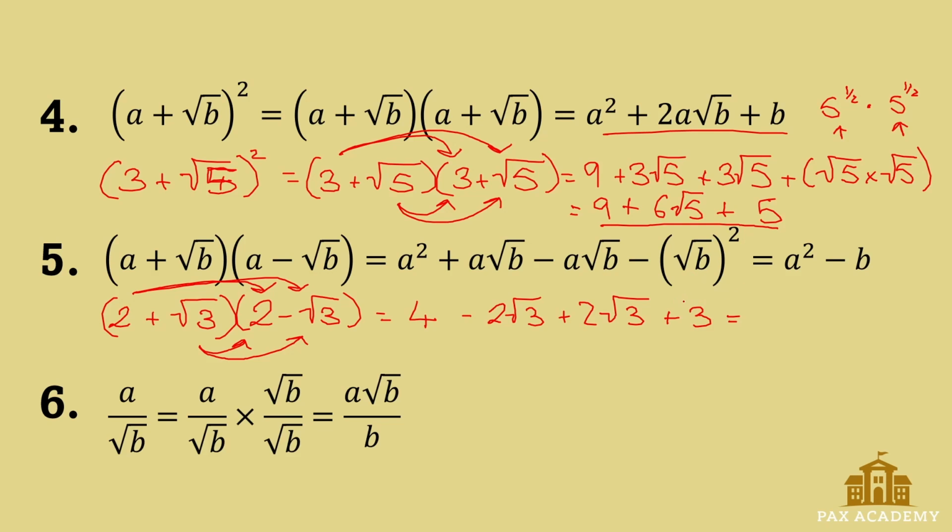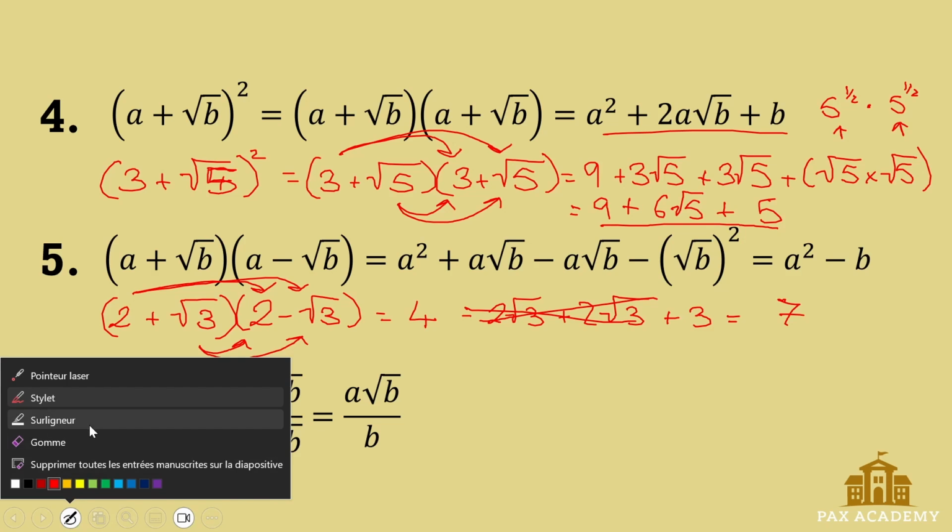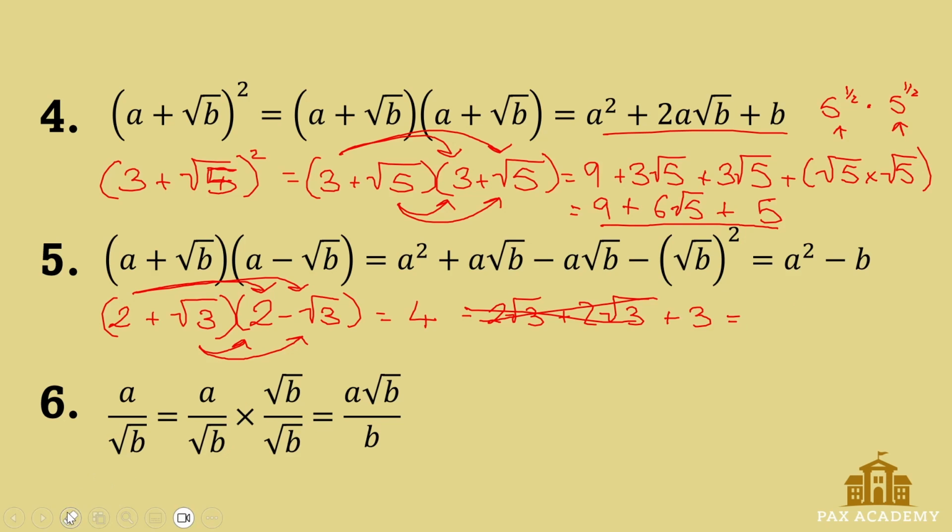Now we can simplify this further, right? So we have minus 2 square root of 3 plus 2 square root of 3. So this cancels out, right? This is equal to 0. And then we have 4 plus 3. So this is equal to 7. Okay, quite simply. Or in other words, if we want to rewrite it as the formula right above it, we can rewrite it as a squared, which in our case is simply 4. So 2 squared minus b, which in our case we have plus 3.